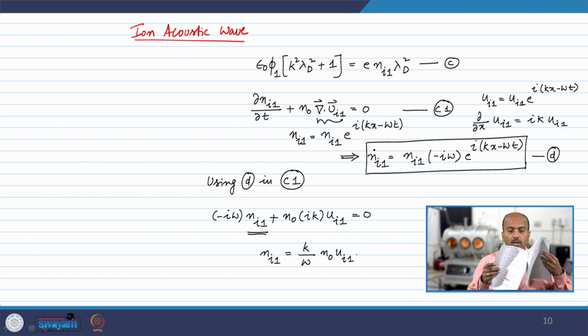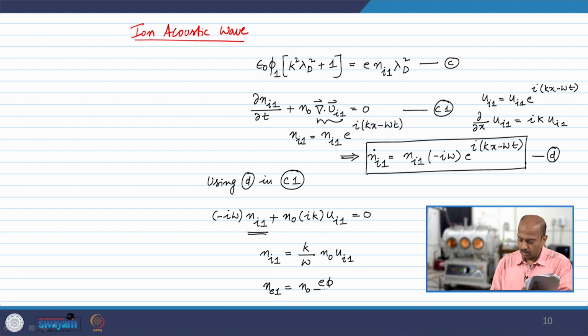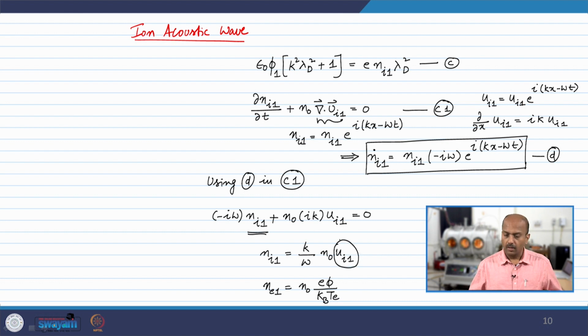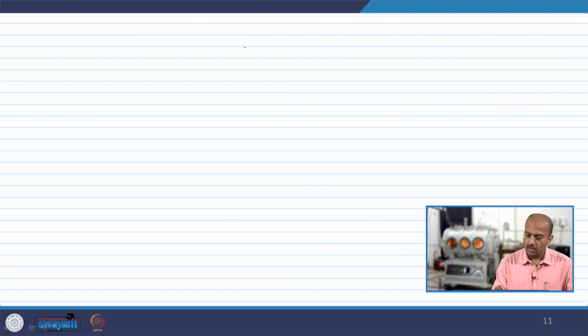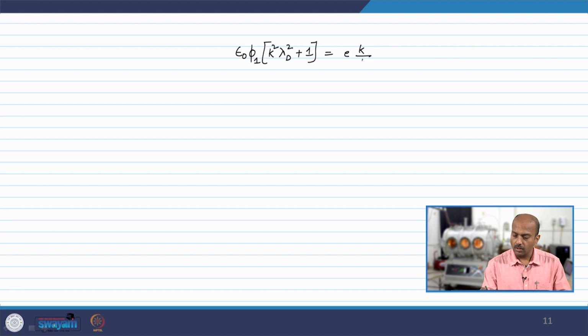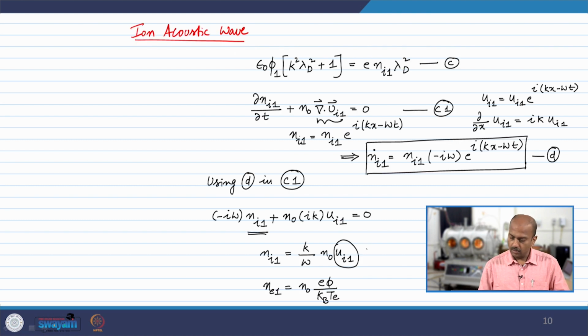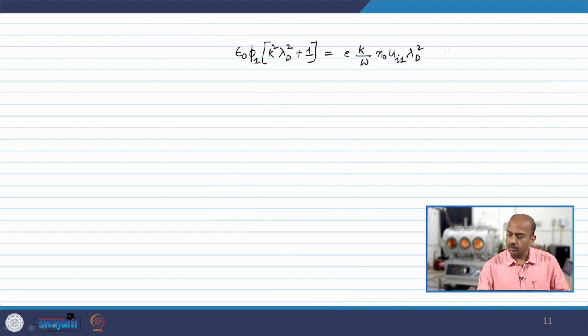u i 1. In the earlier class we have derived n e 1 is equal to n naught e phi by k v t, and n i 1 is derived now to be equal to k by omega n naught u i 1. Now, if you look at the equation number C, if we use n i 1 in this equation C, we can write epsilon naught phi 1 times (k square lambda d square plus 1) is equal to e times k by omega n naught u i 1 lambda d square. Let us call this equation E and this as F.